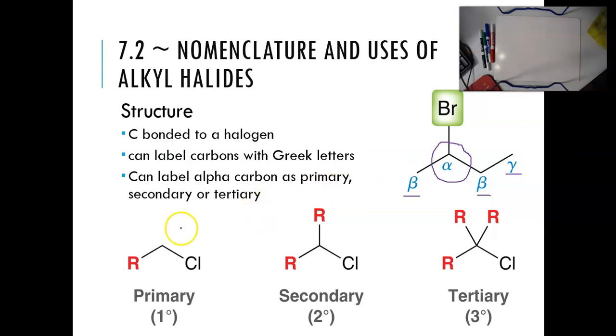We classify that alpha carbon even further based off of how many carbons it is bonded to. So the three labels on the bottom here we've seen before. Here's our alpha carbon. It is bonded to one other carbon, and so we label it as primary. Our alpha carbon here is bonded to two carbons, so we can label it as secondary. And the last alpha carbon example here is bonded to three other carbons, so we can label that as tertiary.